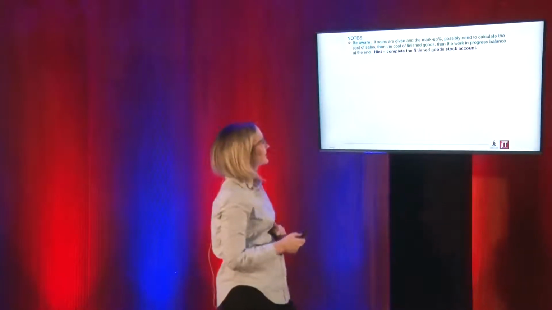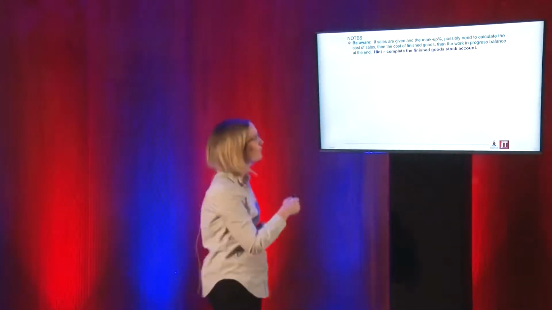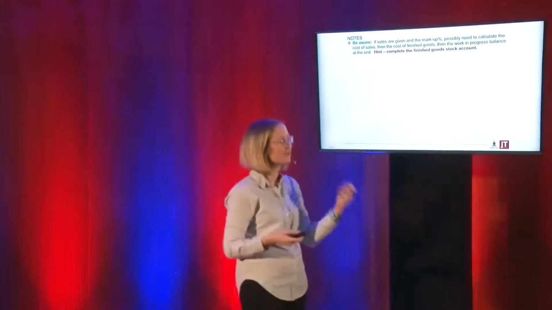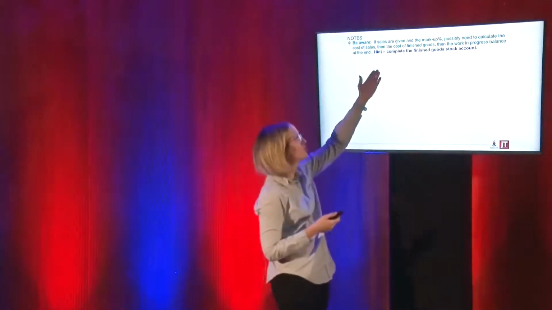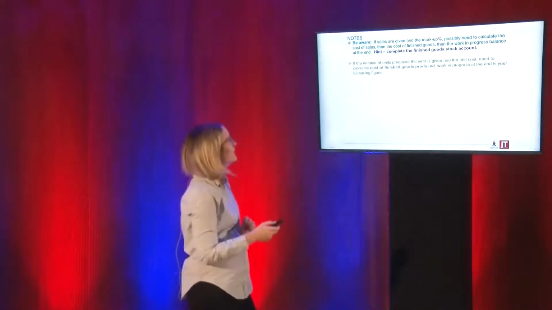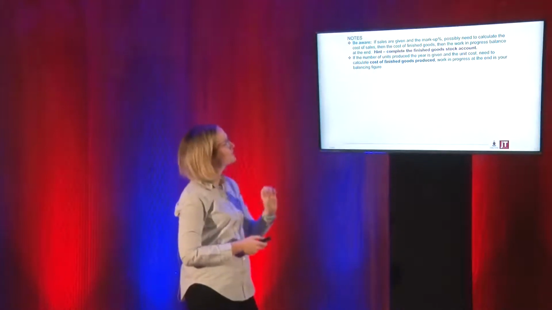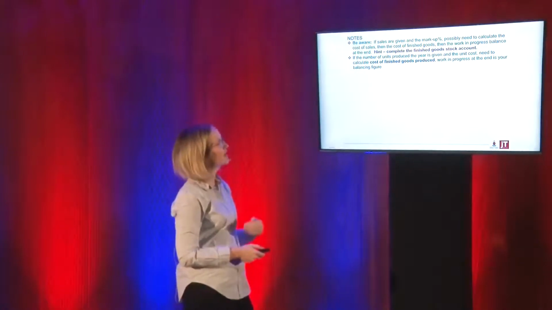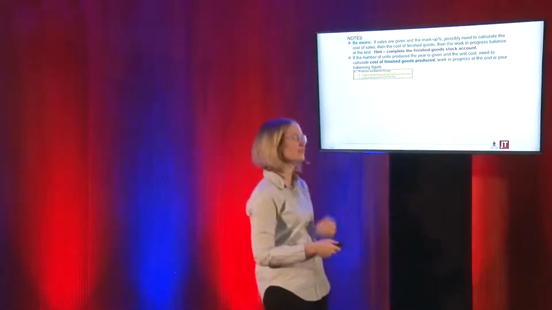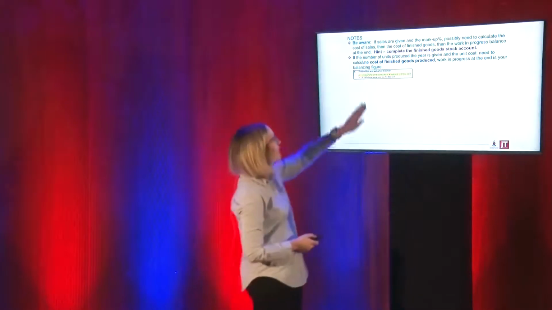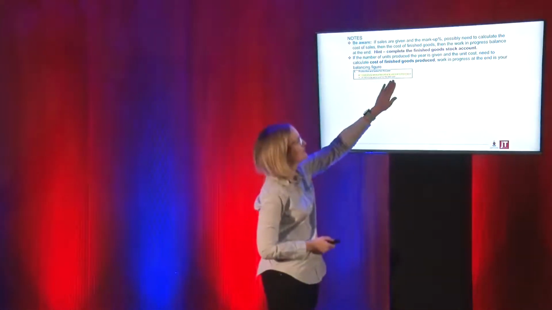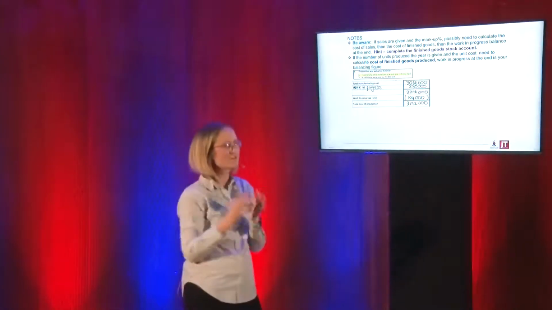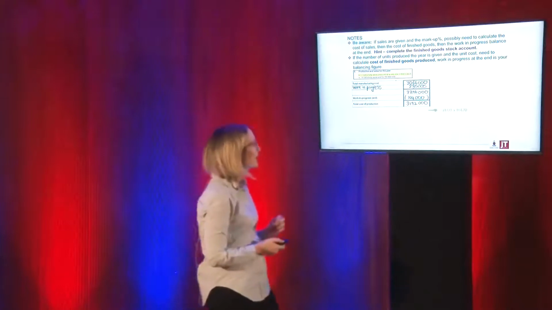Be aware, and I've mentioned this before, if they give you the markup percentage, it possibly means I need to calculate the cost of sales. So a hint: complete the finished goods stock account. Then, if the number of units produced per year is given and the unit cost, you need to calculate the cost of finished goods produced. We've touched on this before. If I've got the total number of shirts, I'm going to times it by the unit cost. So this is an extract now of the production cost statement. What can I solve?